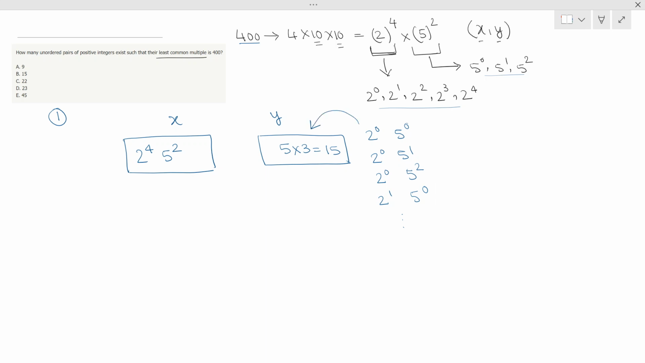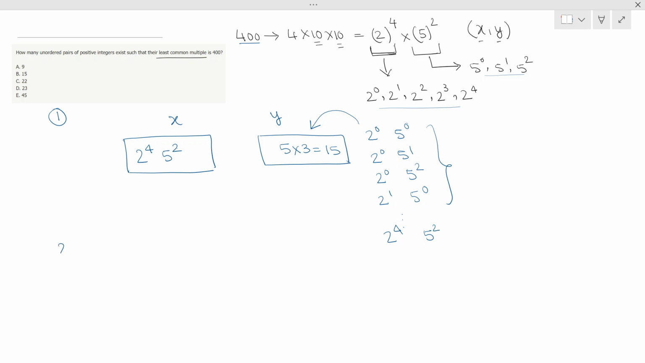So x has a single value. X is only 2 raised to the power of 4 and 5 square, while y has 15 possible values, and the last value will be 2 raised to the power of 4 and 5 raised to the power of 2. So it can have all of these 15 values.